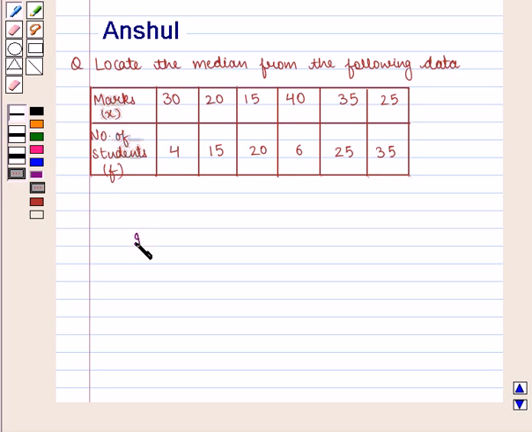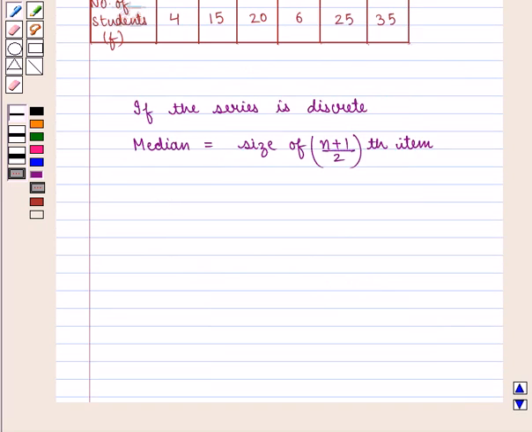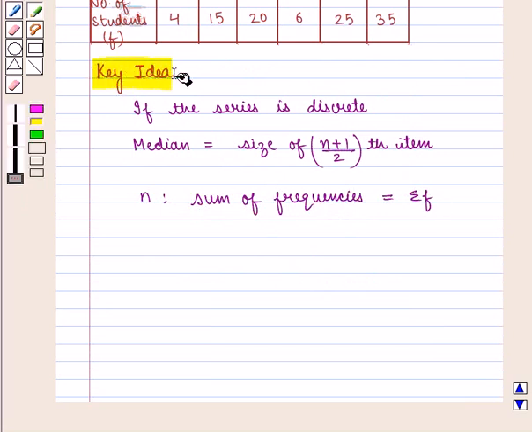And we know that if the series is discrete, then median is equal to the size of (n plus 1) by 2th item, where n is the sum of the frequencies denoted by summation of f. With this key idea, let us proceed with the solution.